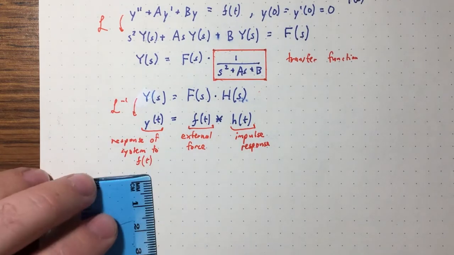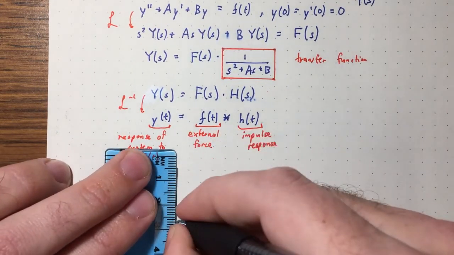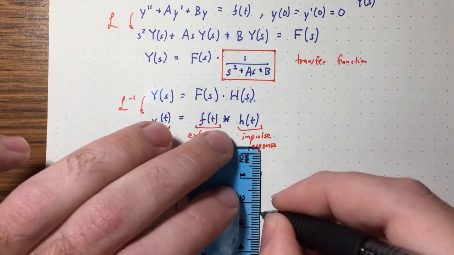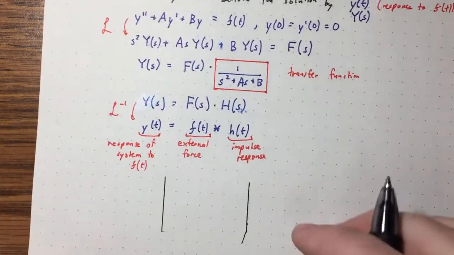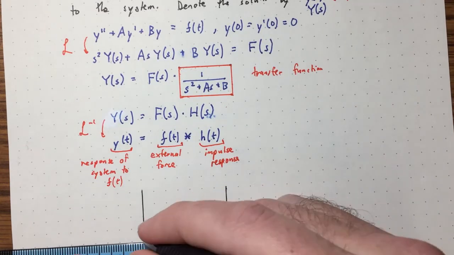I want to kind of sum this up in a little diagram. So let's say we have our system here. I really want to think of our system as some sort of black box. We might not even know the inner workings of the system.